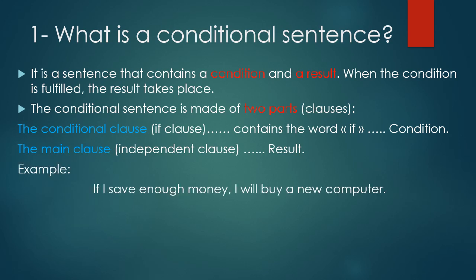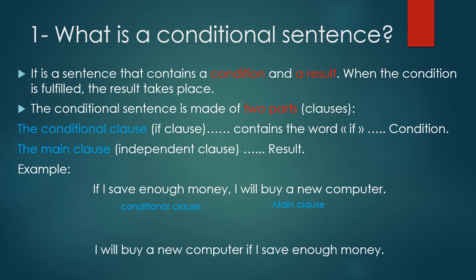Example, if I save enough money, I will buy a new computer. So the first part is a conditional clause. We have the word if there. So if I save enough money, okay? Second part, that's the main clause. I will buy a new computer. So we call it a main clause, an independent clause, because it can be used as a sentence with a meaning and a complete sentence, okay?